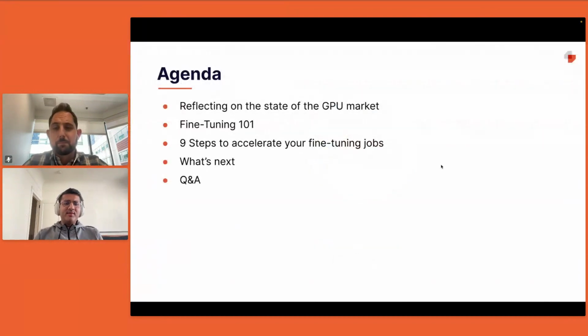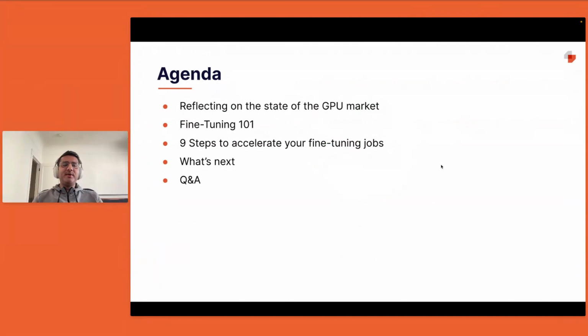To dive right in, the high-level agenda today is that we'll talk a little bit about the state of the GPU market over the last few years that may or may not have influenced your decisions on fine-tuning. Then we'll do a quick recap of how fine-tuning works and some common optimizations that people typically use when fine-tuning models. After that, we'll talk about the 9 steps that we took to accelerate our fine-tuning jobs that you should also be able to use, since most of them are out of the box. Finally, we'll discuss next steps, things that are more forward-looking on how we can improve this further, and wrap up with a quick Q&A.